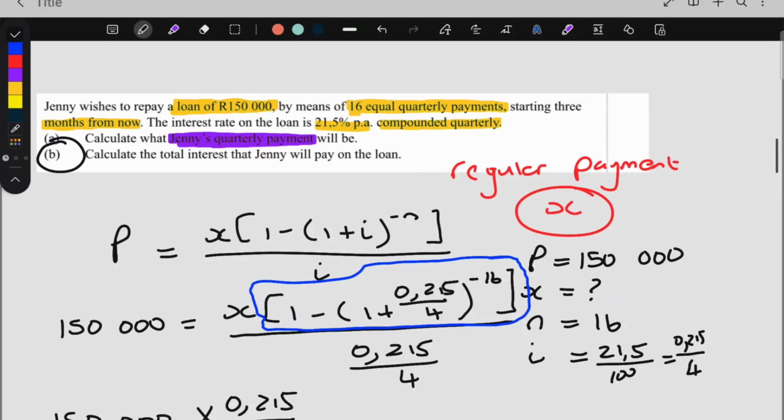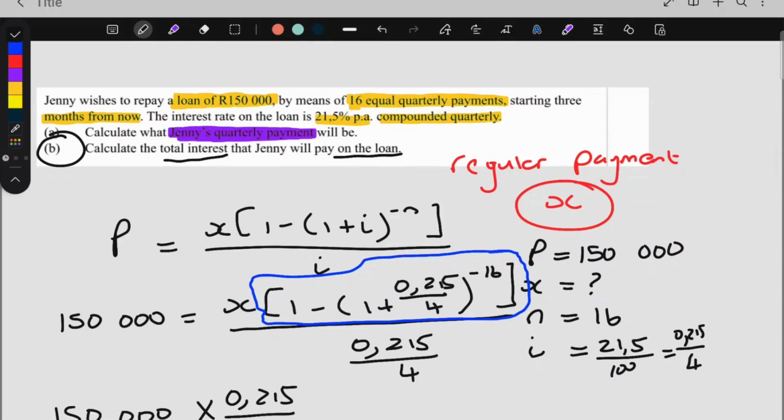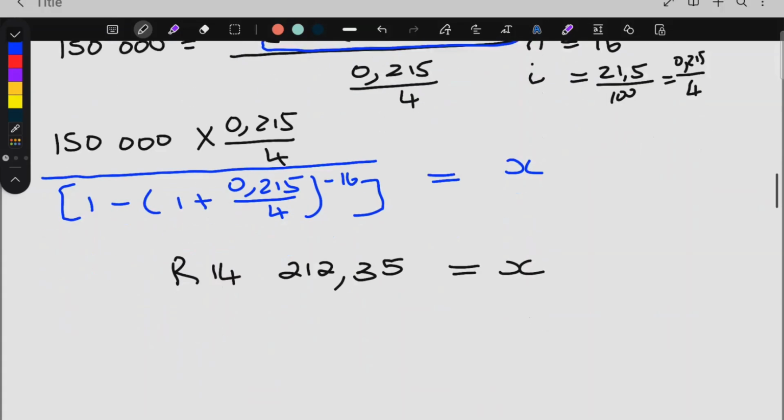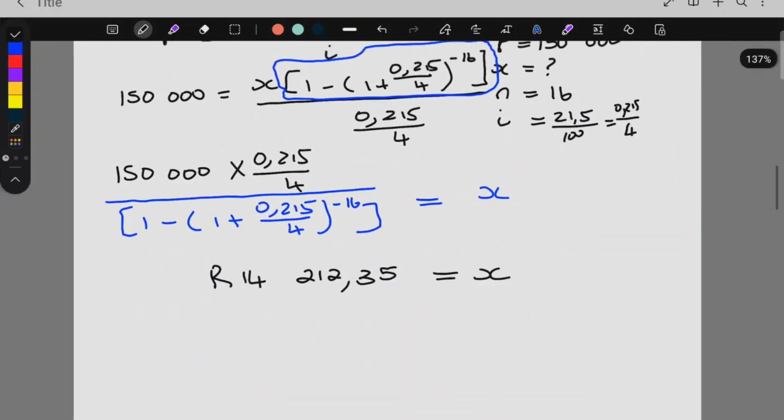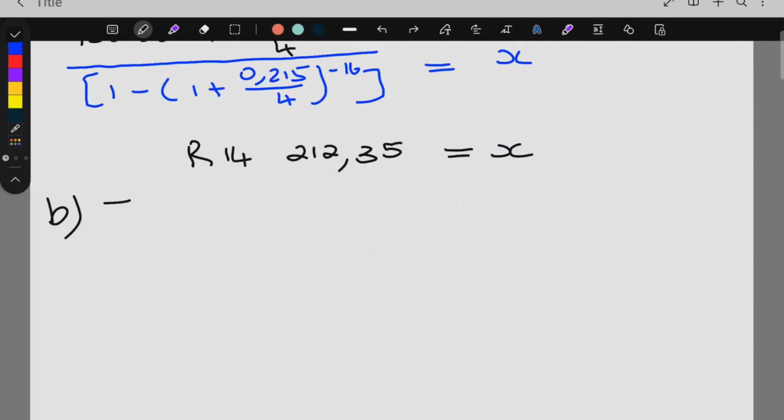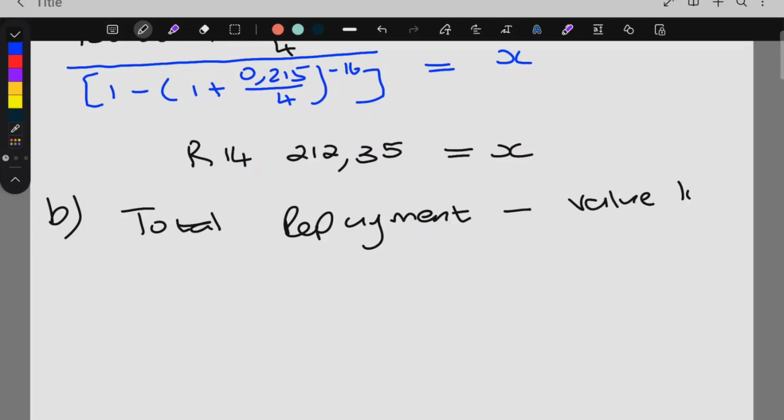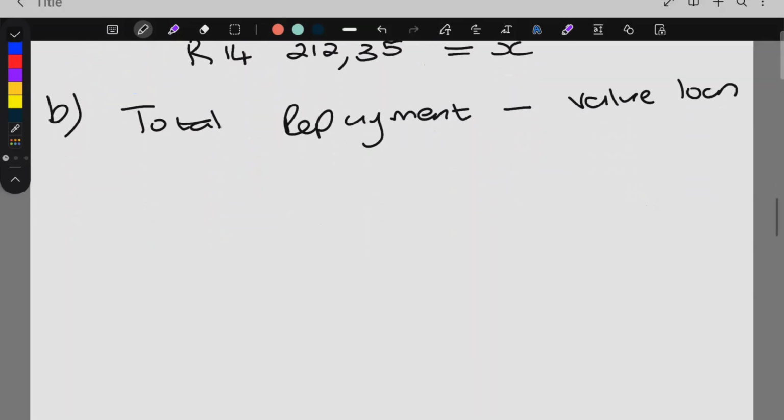Let's go on. Question number B says, calculate the total interest that Jenny will pay on the loan. Okay, so to get the amount of interest, so they don't want the interest rate, eh? They want the amount of interest that Jenny is going to pay. So to work out your interest, you're first going to work out your total repayments. So I'm going to say, okay, what am I actually paying the bank? And then I'm going to say that minus the value of the loan. Okay, so that's how you get your interest.